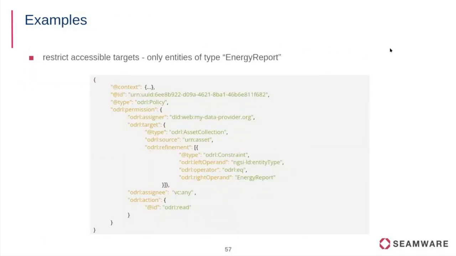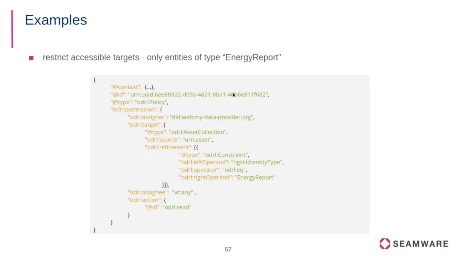Now I will give an example or maybe two examples of policies that we have. Let's say we want to restrict the accessible targets. We have the example of giving access to a single NGSILD entity, but obviously we want to have the ability to give, let's say, access to a broader set at the same time. So let's say we have not only one entity, but we want to give access to a whole set of entities of a certain type. In this case, we say we want to make all the entities of type energy report accessible.